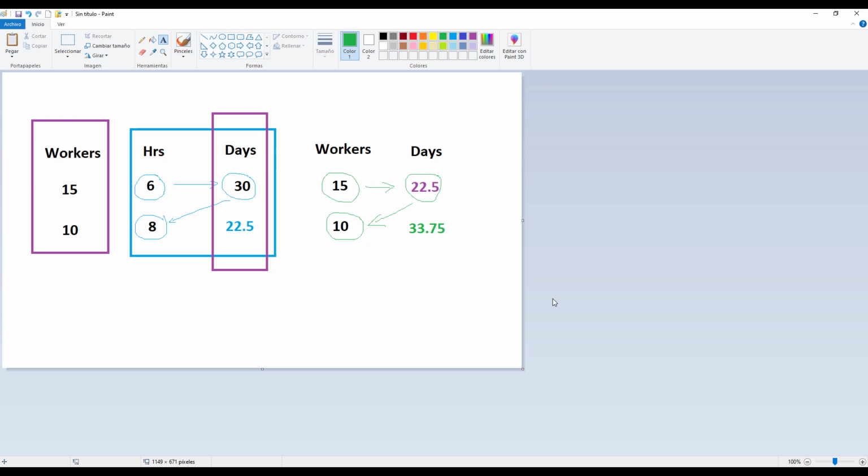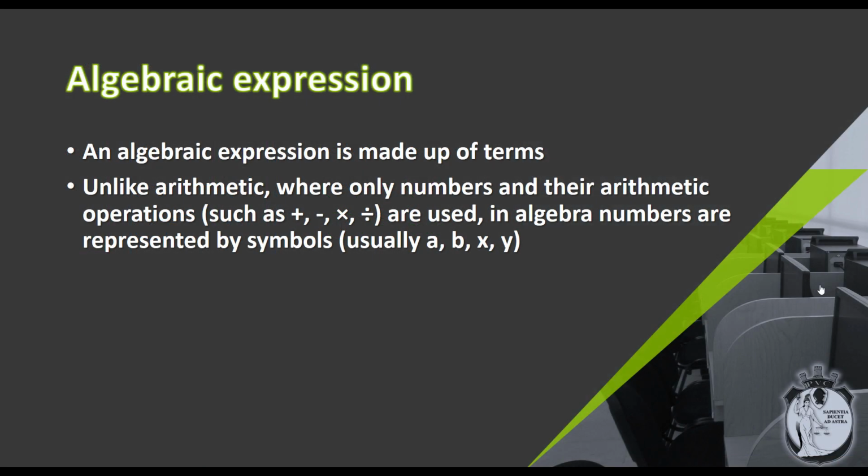Okay guys, this is the result for that exercise. It is a very useful exercise because if you have a real application of that information, you can decide if it's best to pay 15 workers 30 days, or best to pay 10 workers working 22.5 days. Okay, let's start with the algebra.